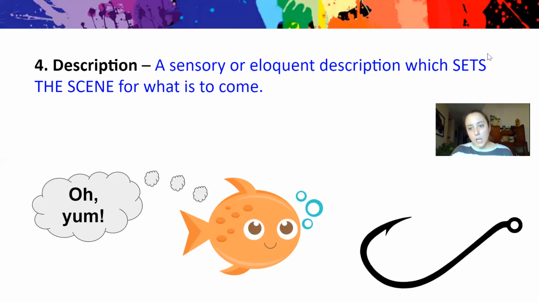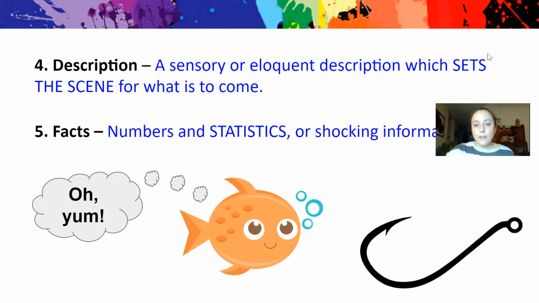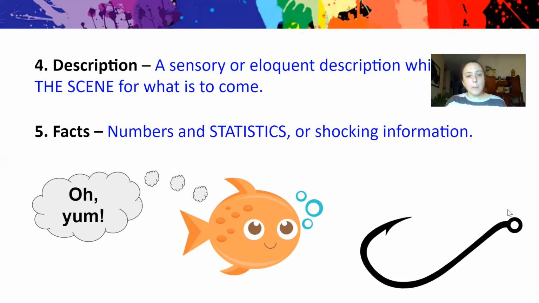Now, there is one more type of hook that we sometimes use, and it is a fact. So a fact is numbers or statistics, or maybe a shocking piece of information. So statistics is a word I want to make sure that you can define. Okay, so a statistic is a fact, but it's a fact with the numbers. So maybe it's a percentage, or maybe it's a ratio, like 1 out of 4 people. So it's got to be a fact, it's got to be true, but it's got to be numbers. So facts are numbers and statistics, or a shocking piece of information.